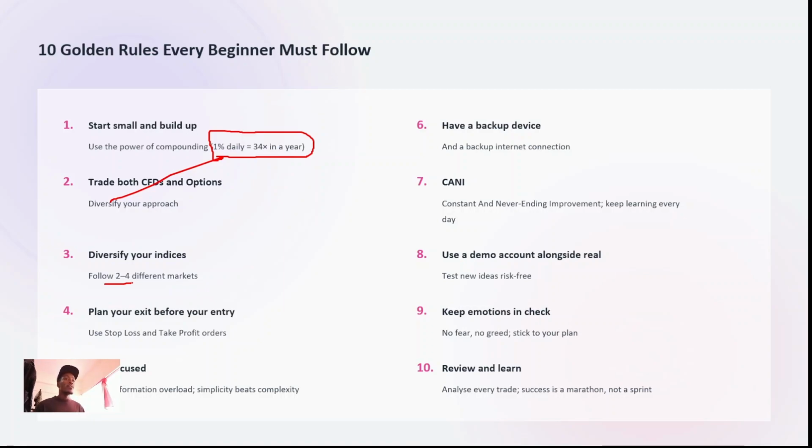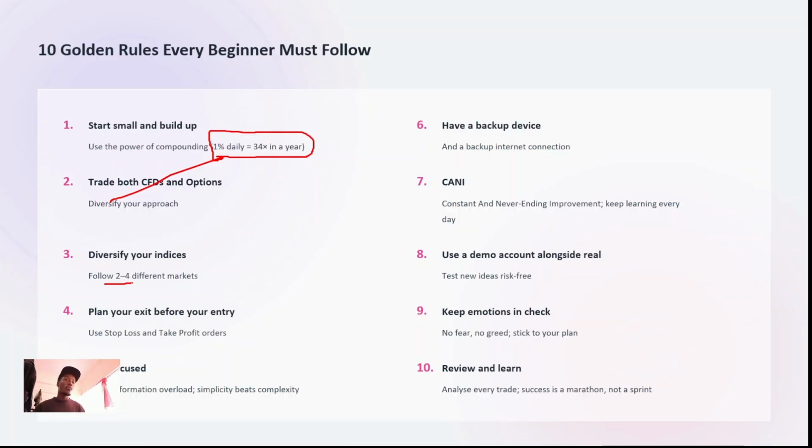Now rule number 8, always use a demo account. You can use a demo account to backtest your strategies. Maybe you have multiple trading strategies and you want to backtest them. You can backtest them completely for free using demo accounts.